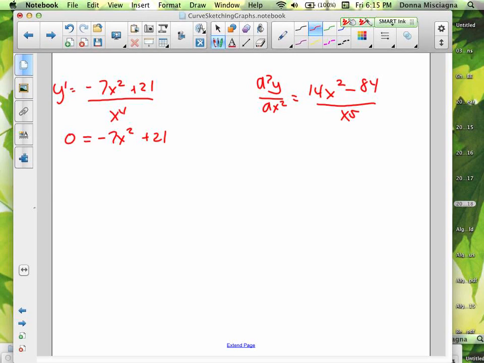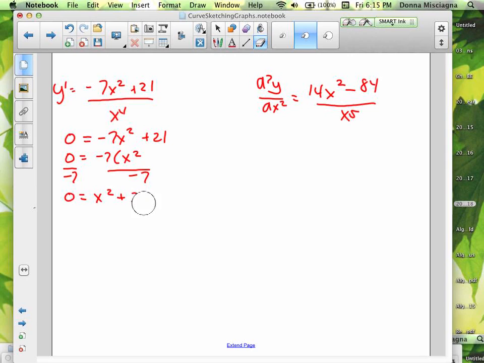Let's just factor out the negative 7. So 0 equals negative 7 times x squared plus 3. We can divide both sides by negative 7, so we have 0 equals x squared plus 3. Excuse me, not plus 3, minus 3. We'll subtract 3 from both sides and solve using square root. Minus 3. So 3 equals x squared. That means x is plus or minus the square root of 3.